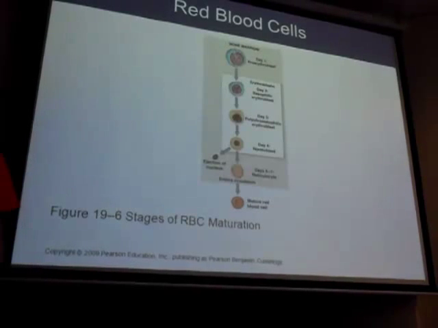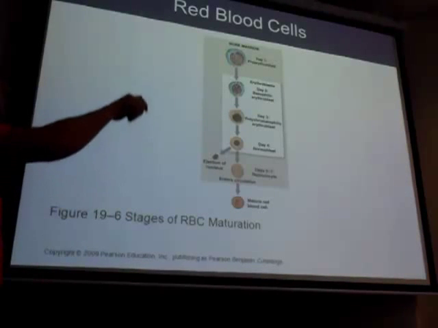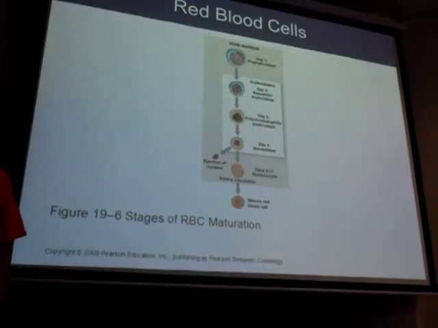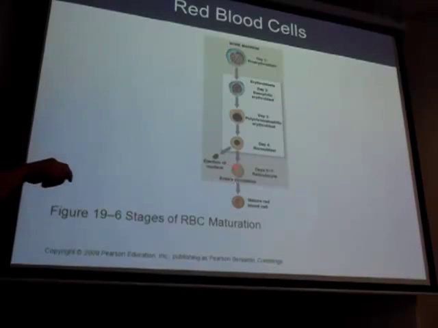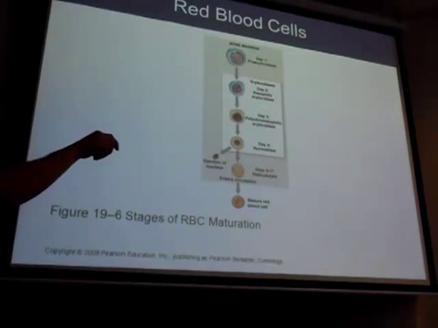Now that whole process takes about a week to happen. Again, where is this whole thing starting? In the bone marrow. That's where it's beginning, in the bone marrow. So we're going to start off in the bone marrow. You're going to progress through a couple days here. After a week, you're going to have your mature red blood cell. These are extra specific things I'm not going to really worry about. We'll talk about them a little bit in lab.